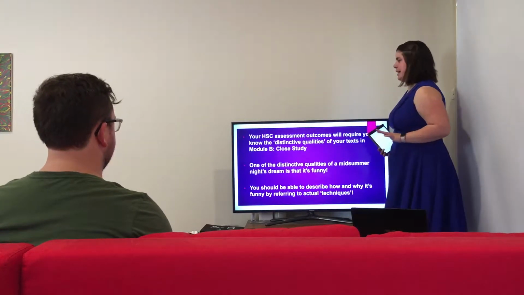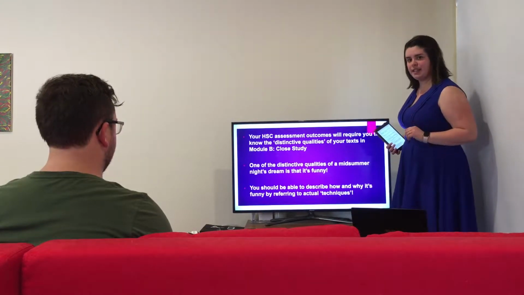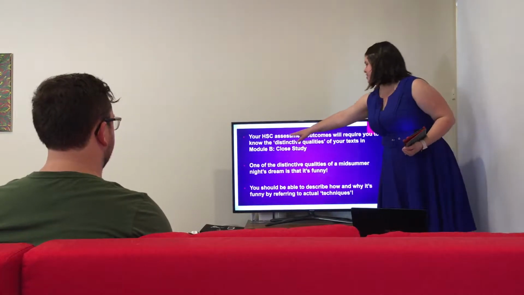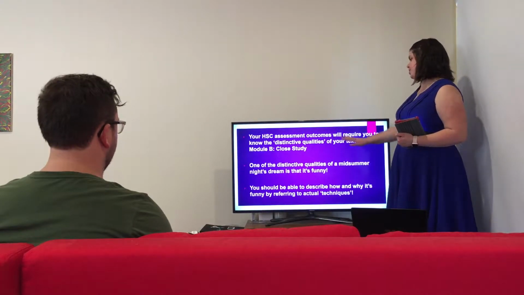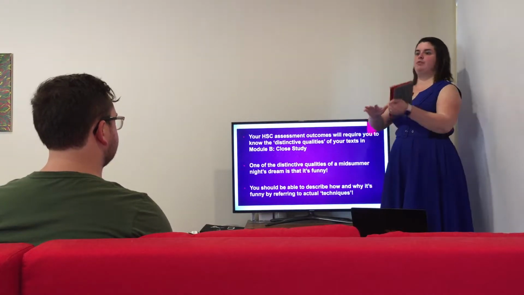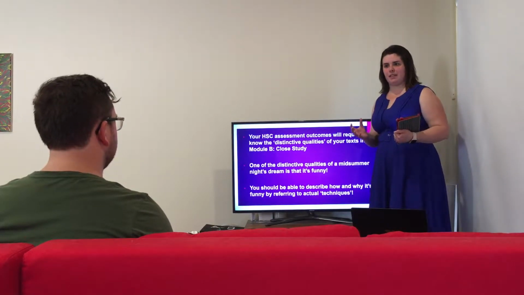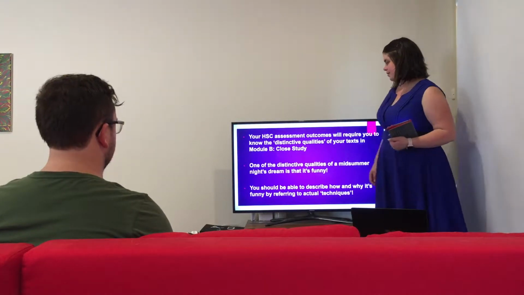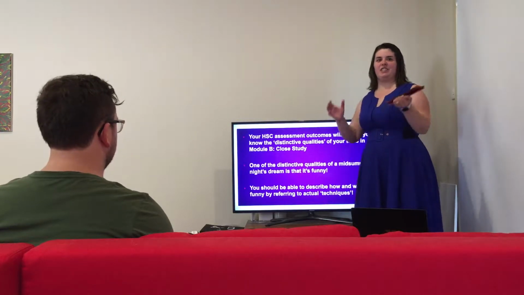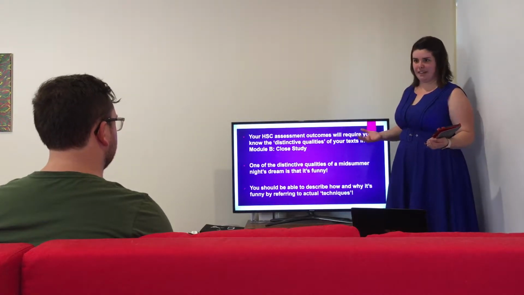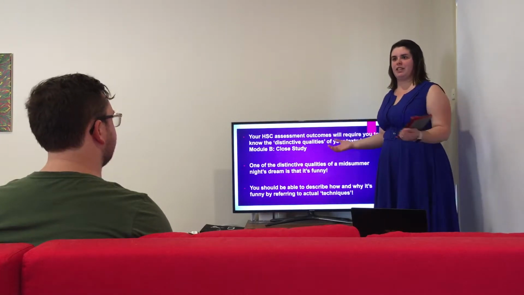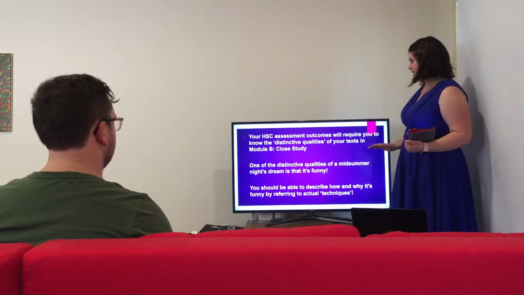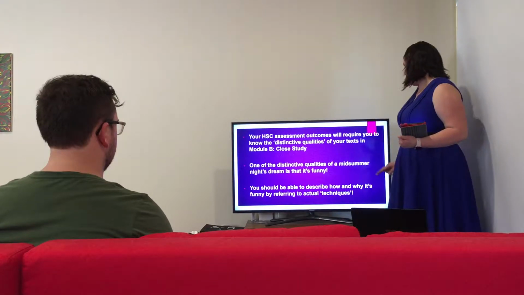We're talking about that today because in this module that you're studying, A Midsummer Night's Dream, Module B, close study of the text, your HSC assessment outcomes require you to know the distinctive qualities of your text. Now that sounds really broad, but you know what that means. It's the parts of the text that really define it, that make it up. So one of the distinctive qualities of A Midsummer Night's Dream is that it's funny. It is the lightest and one of the funniest of Shakespeare's plays. So humour is a defining quality, and we need to understand how it functions in A Midsummer Night's Dream. And we should be able to describe how and why.